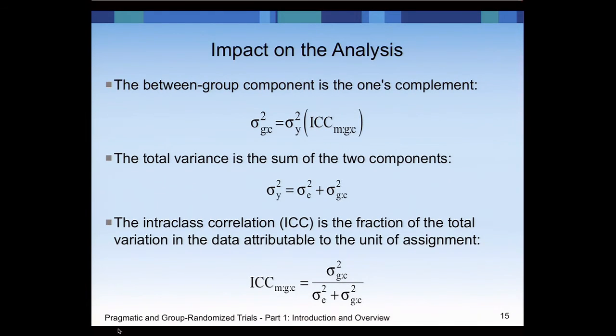The between group component is the one's complement. So now we take the usual variance, sigma squared y, and simply multiply by the interclass correlation. The interclass correlation is usually a small number, a small fraction, and so the group component is usually small relative to the member or residual component. The total variation, sigma squared y, is still the sum of the two pieces. Another way to think about the interclass correlation is as a ratio or a fraction of the total variation in the data that's attributable to the group or the unit of assignment.